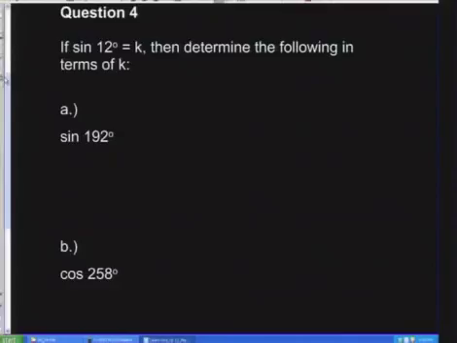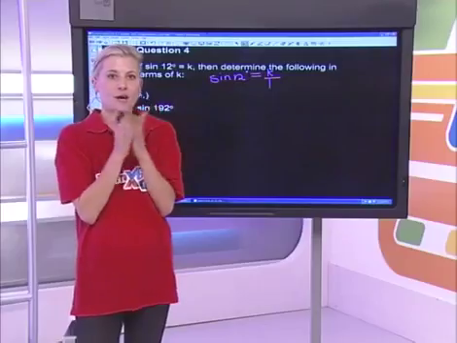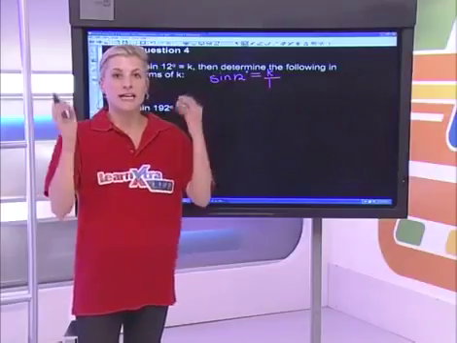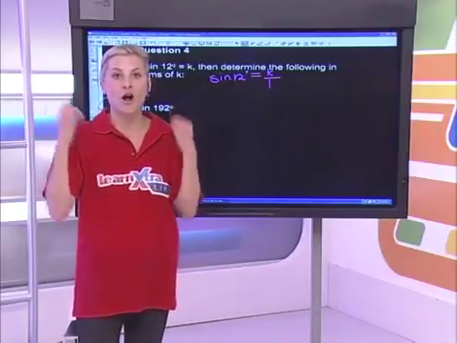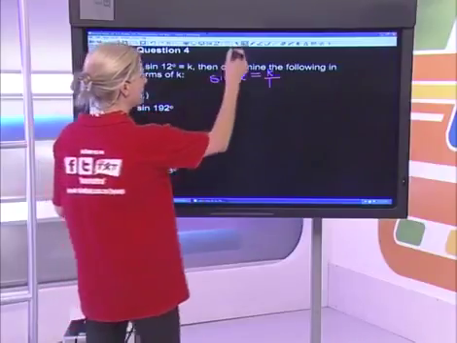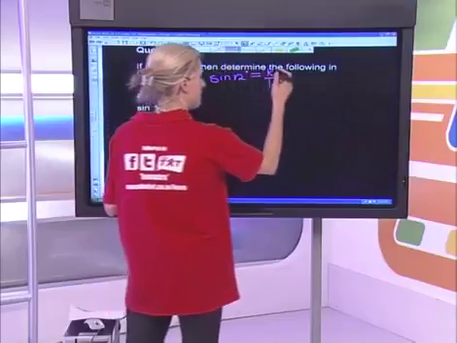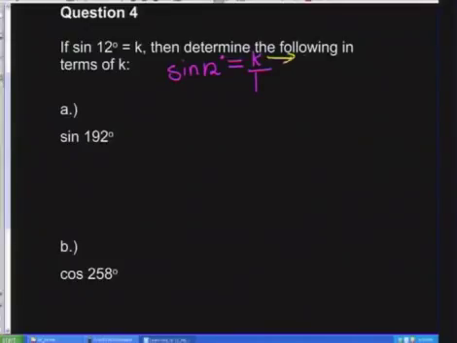I'm going to say, well, fine. Before I worry about the rest, I know that sine 12 is equal to k. But I don't just have to see it as k. I can see it as k over 1. Now if we think back about what I told you guys about our trig ratios, sine is y over r, or opposite over hypotenuse. So I'm going to say to myself, well, hang on a second. The y value is therefore k, and the r value is therefore 1.